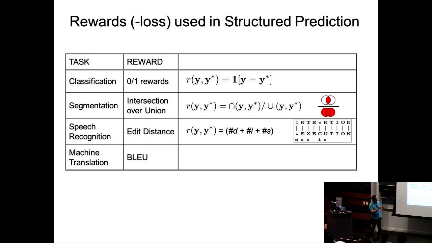For example, if you're interested in segmentation, people are not interested in cross-entropy, like did I get this pixel right or not? They're really interested in intersection over union, a way of figuring out whether I got the box, whether I got the segmentation correct or not. For speech recognition, people are interested in edit distance, if I'm trying to recognize how many words have I misrecognized.